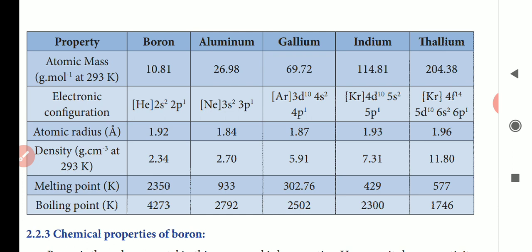But the melting point first decreases, and then finally increases. Listen here, the melting point of boron is 2350. Boron has the highest melting point, and also the highest boiling point. Gallium has the least melting point. It is a liquid metal, and can exist in the liquid state.